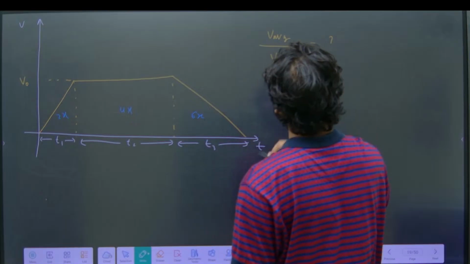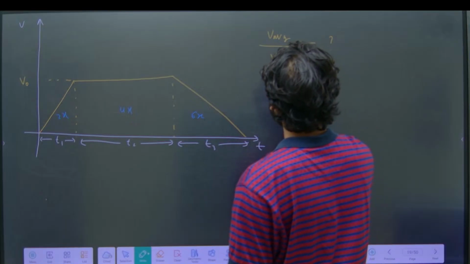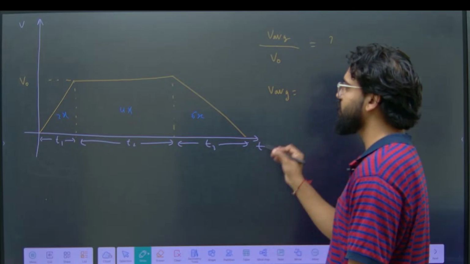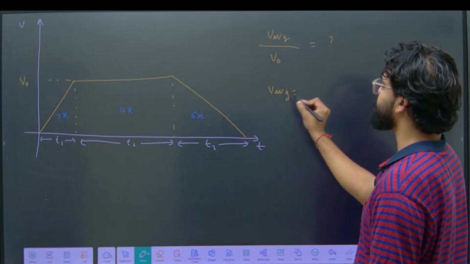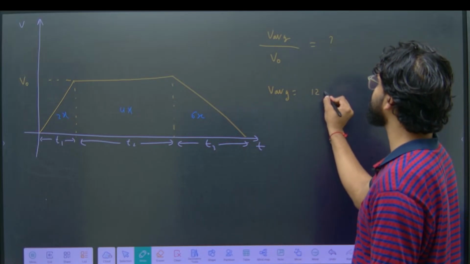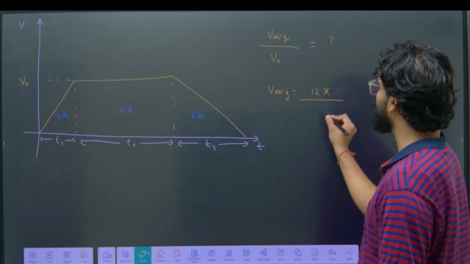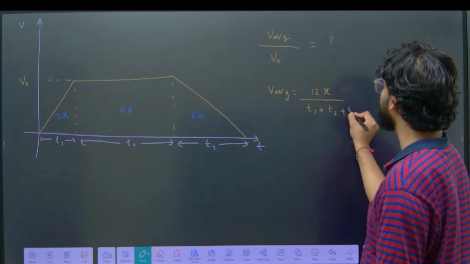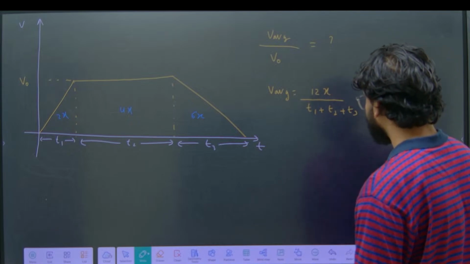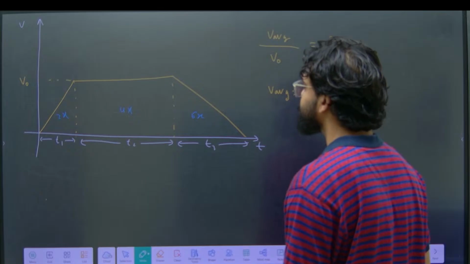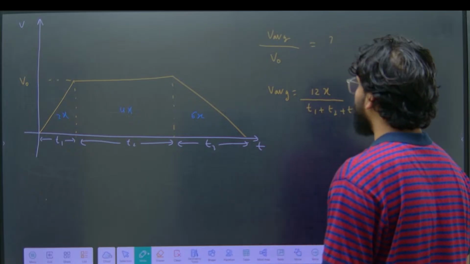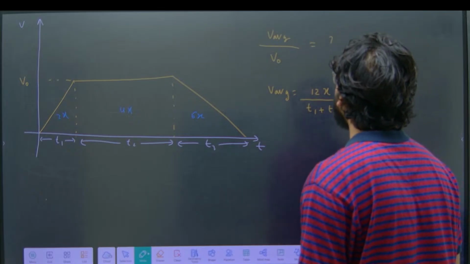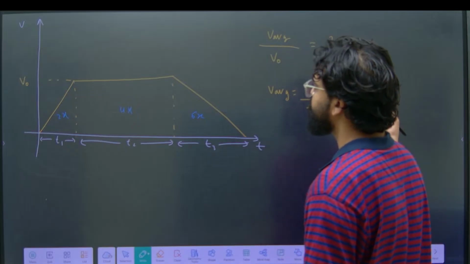Okay. So they are asking this. So we can calculate them separately. So it is total displacement, which is 12x, divided by total time. No worries. T1 plus T2 plus T3, okay. And V naught is V naught only.